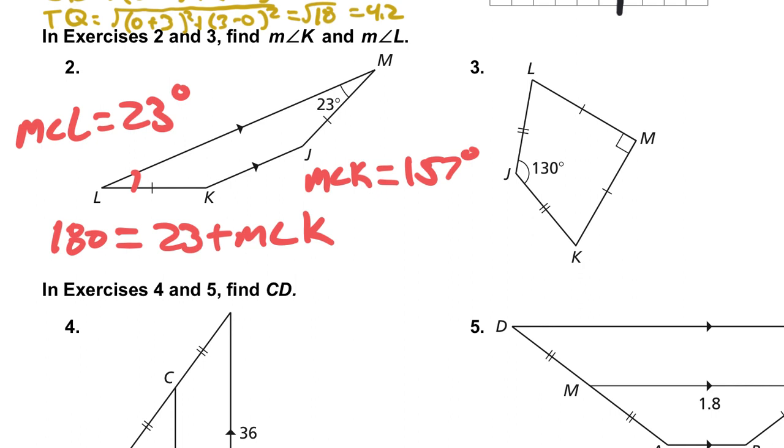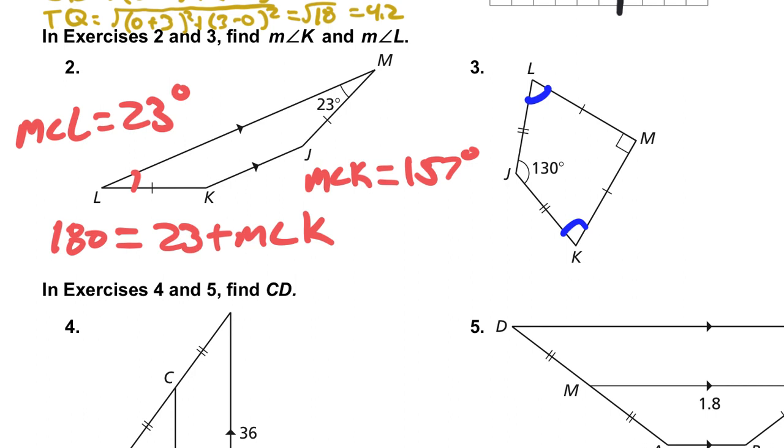Number 3, here we have a four-sided shape. And notice that we have two pairs of consecutive sides that are congruent. So I have congruent sides here, congruent sides here. Now, remember, with it being a kite, notice J and M are not congruent, but that means one pair of angles has to be. So angle L and angle K have to be congruent as well.